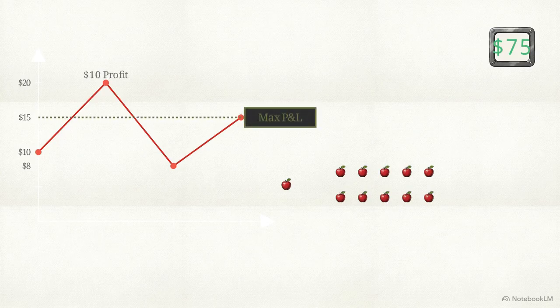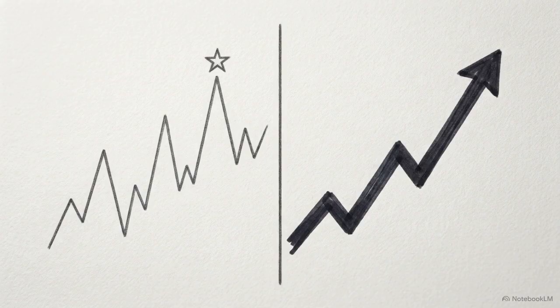This high point in the personal balance is max P&L. It proves that maximum price and maximum profit are independent. Max P&L tracks your best personal moment, regardless of what the market's high score was.